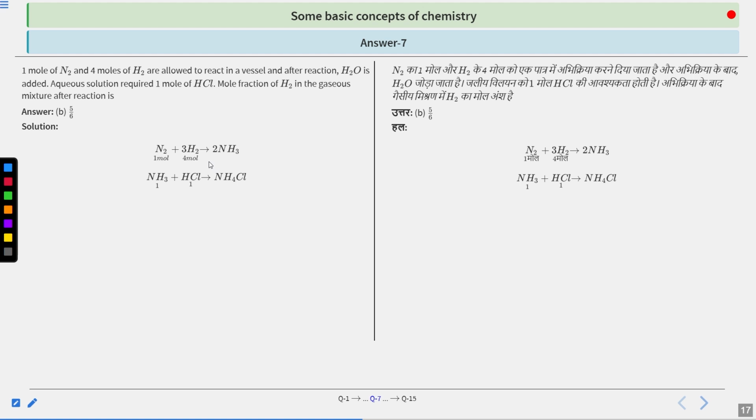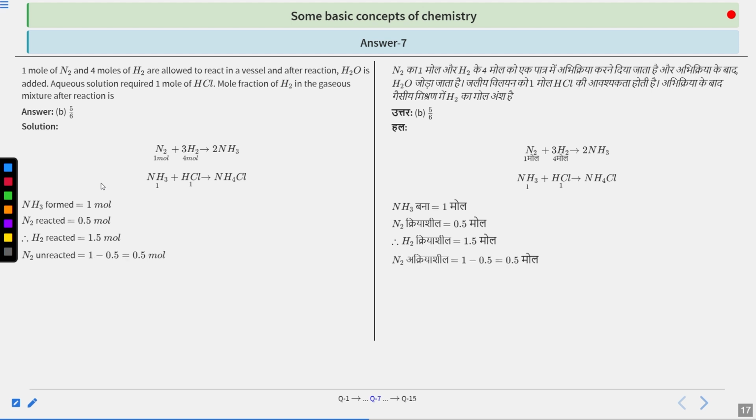Now we have to calculate the H2 mole fraction. So how will we calculate it? The number of NH3 formed is 1 mole. N2 that is reacted is 0.5 mole. H2 that is reacted is 1.5. Now N2 that is unreacted will be 1 minus 0.5. Why is it saying that? Because we are seeing it here very clearly.